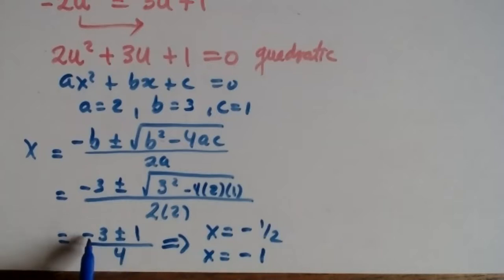Why? Because negative 3 plus 1 is negative 2. Negative 2 over 4 is negative 1/2. Negative 3 minus 1 is negative 4. Negative 4 over 4 is negative 1. So those are my solutions.